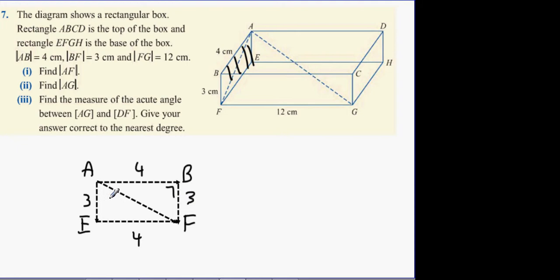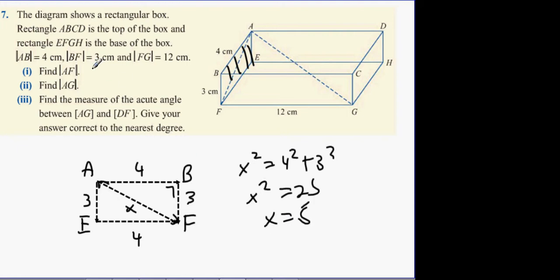We're going to use Pythagoras theorem to find out what A to F is. We'll call it X. X squared equals 4 squared plus 3 squared. X squared equals 25, X equals 5. First answer, 5. Moving on, A to G. A to G is a more difficult question, but I think we got it, okay?